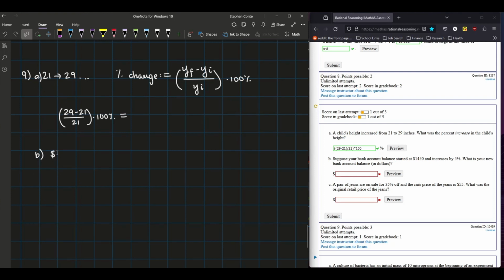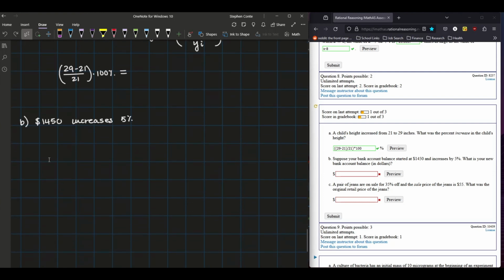says that we're starting with a bank account that has $1,450, and that increases by 5%. What's the new balance? So we could do two things, right? Our growth factor B would be what? I want an increase of 5%. So I know that 5% is 0.05 in decimal form, right?